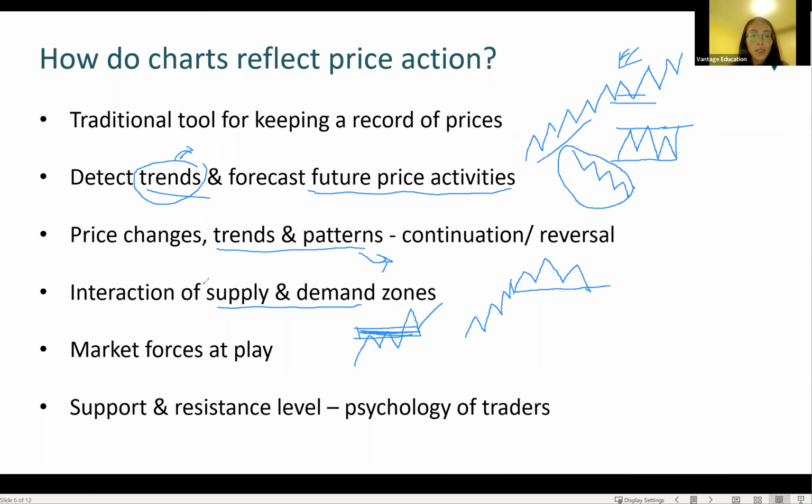Okay, so for this example itself, later on, we'll look at how we can actually combine supply and demand zones, essentially look at their interaction and try and see how we can actually determine price action from there. So for this example, I'll actually take a look at the euro-dollar chart in a while. So what charts can also tell us is that there are different market forces at play.